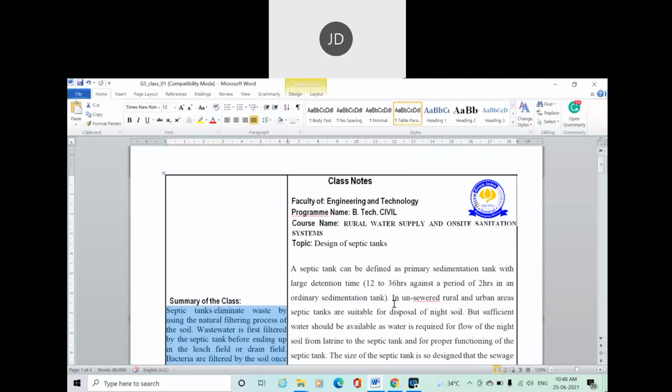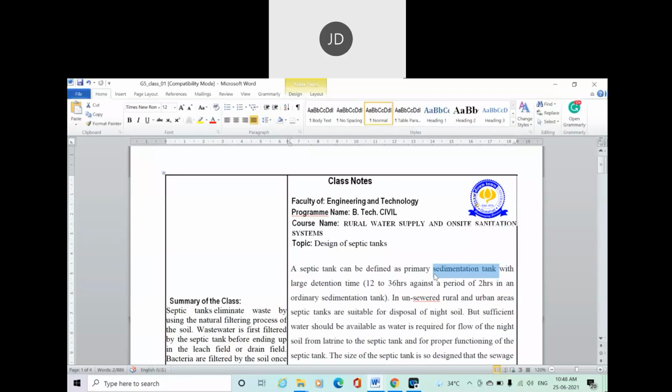Okay, we'll come to the later part. Basically, we'll go on to study the details of the septic tank. A septic tank can be defined as a primary sedimentation tank, the kind of sedimentation tank you are familiar with in a water treatment plant. What is the purpose of a sedimentation tank? In the sedimentation tank, the solid matter which is heavier than water is allowed to settle at the bottom. The same mechanism applies in a septic tank: the waste which is heavier than water is allowed to settle at the bottom.